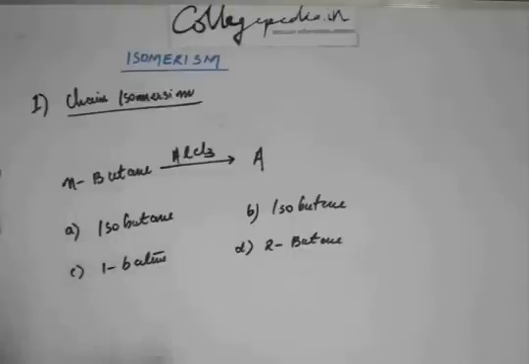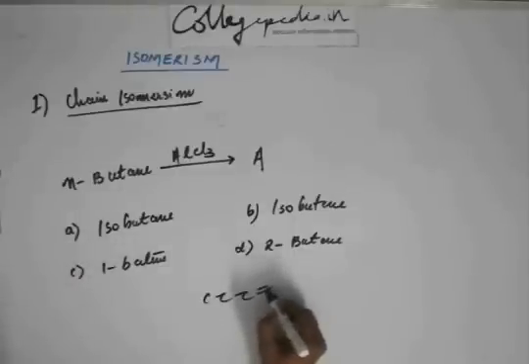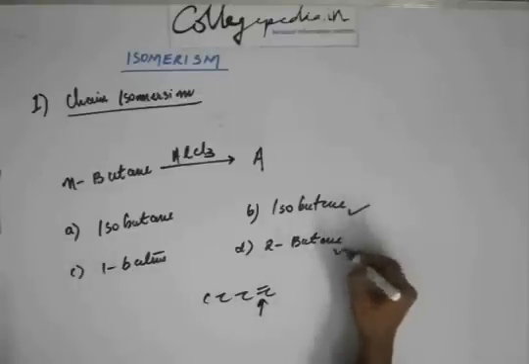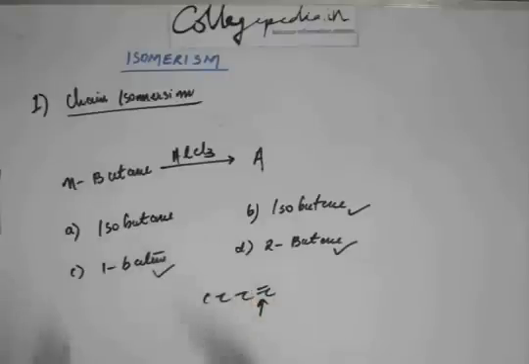Now, if you look at 1-butene, butene has unsaturation of 1 degree. So this will have 2 hydrogens less than normal butane. This cannot be an isomer. Similarly isobutene, 2-butene, 1-butene: butenes cannot be isomers of butane. Butane is an alkane, butene is an alkene. They cannot be isomers of each other because they have different molecular formulas. So the only option is isobutane.